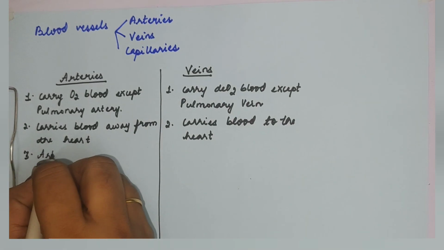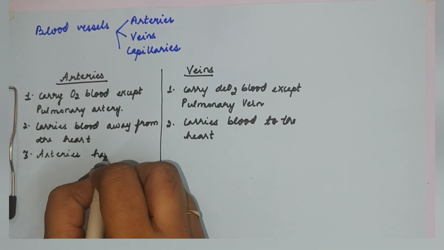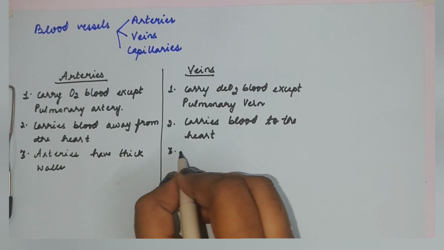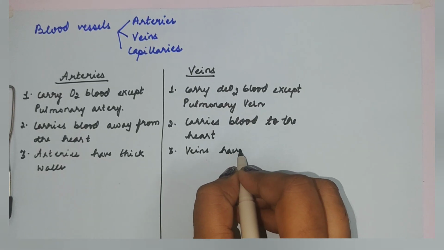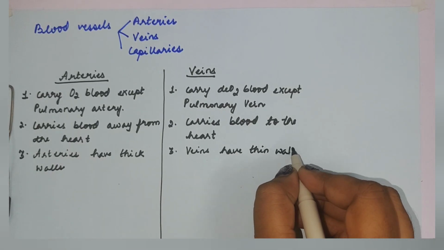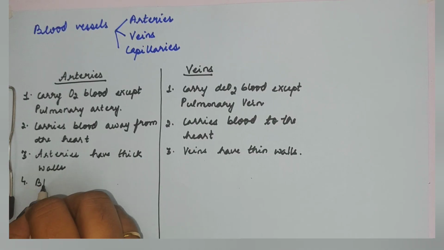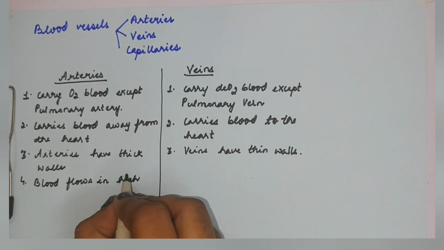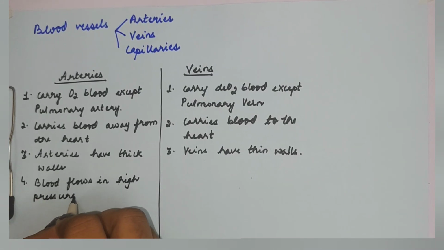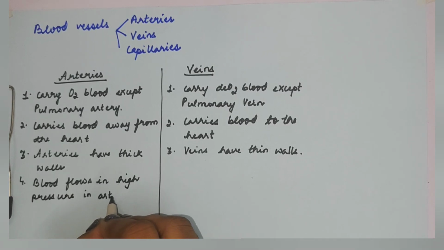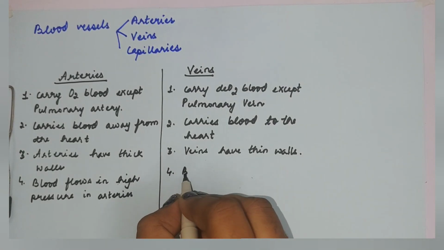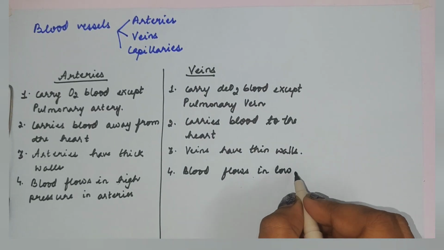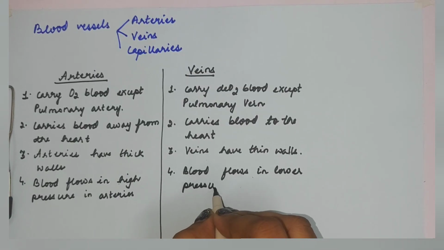The third difference is that the arteries have thick walls, means the walls of these arteries are very thick. Why? Because they carry blood away from the heart, and as you know that heart pumps the blood. So the blood flows with high pressure inside the arteries, and therefore arteries have thick walls, whereas the veins have thin walls as they bring blood from the body to the heart, and therefore the blood flows in low pressure inside the veins.